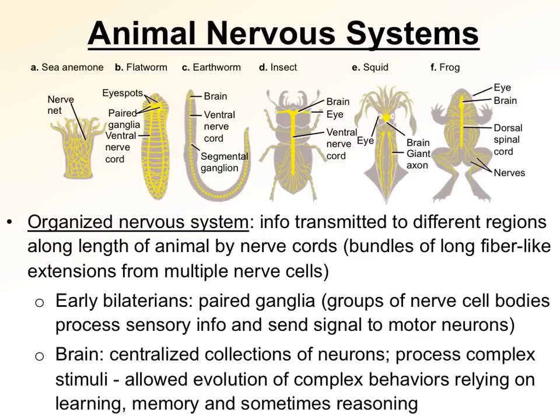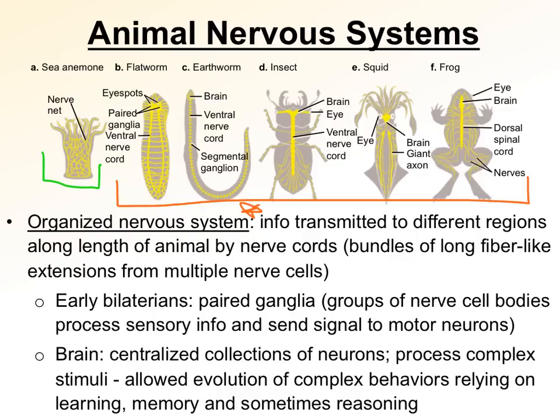So you can see in this image, we're mostly going to be focusing on bilaterians, and momentarily we're going to shift completely over to humans. But you can see that these organisms here, B through F, these are your bilaterians. And then in contrast, you can see that your cnidarians, such as the sea anemone, are going to have a nerve net. But we're going to focus now on the organized nerve system found in bilaterians.